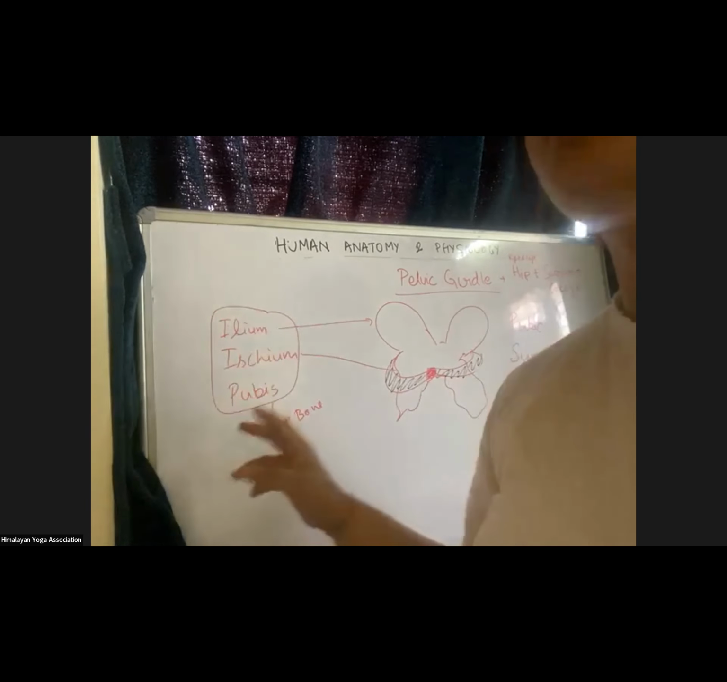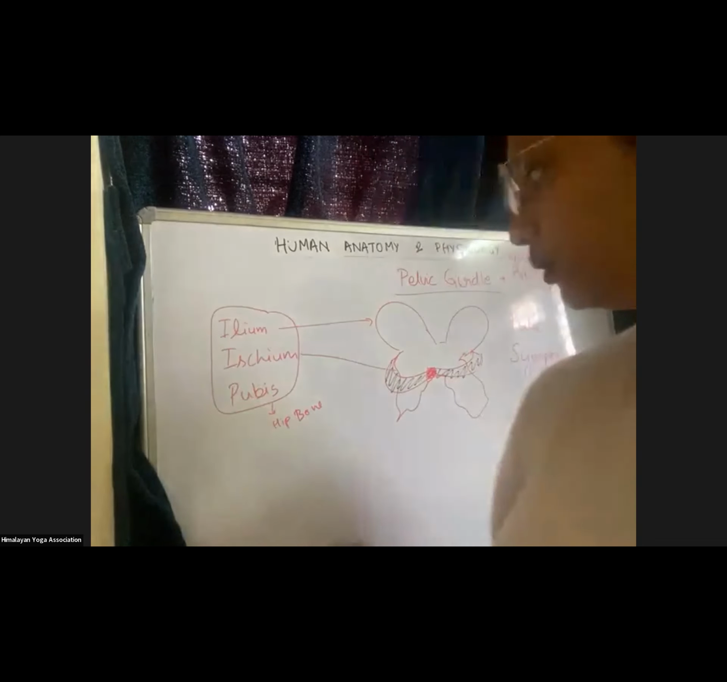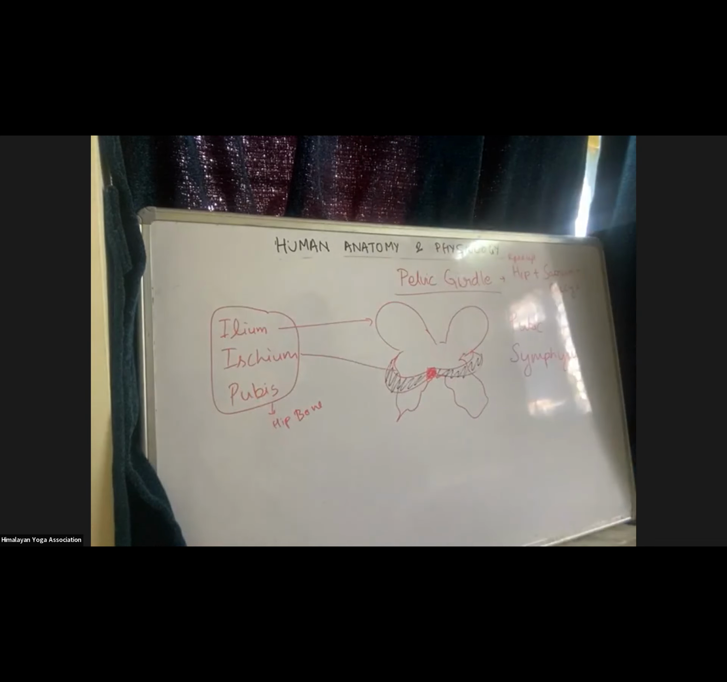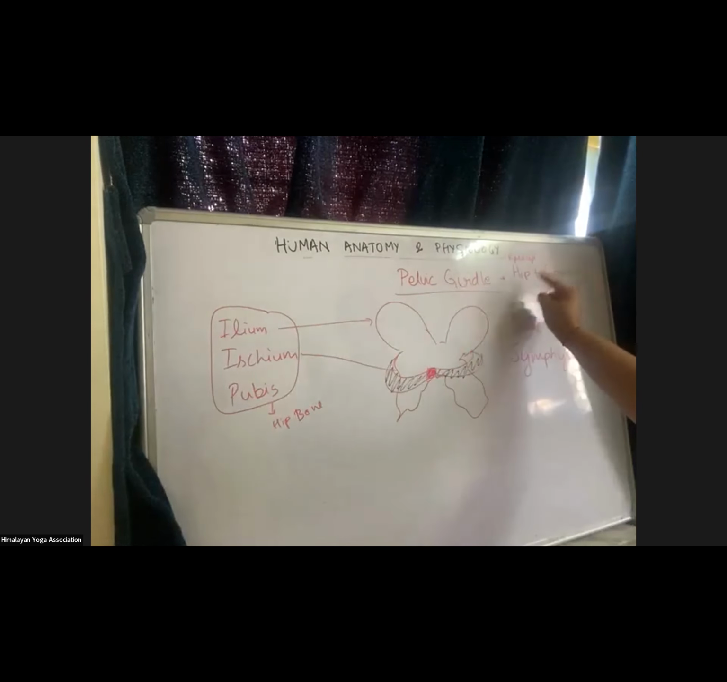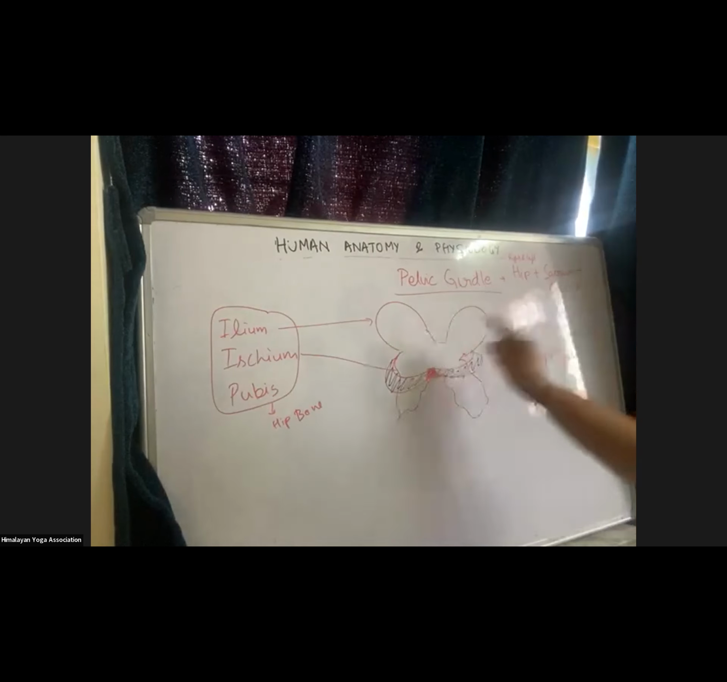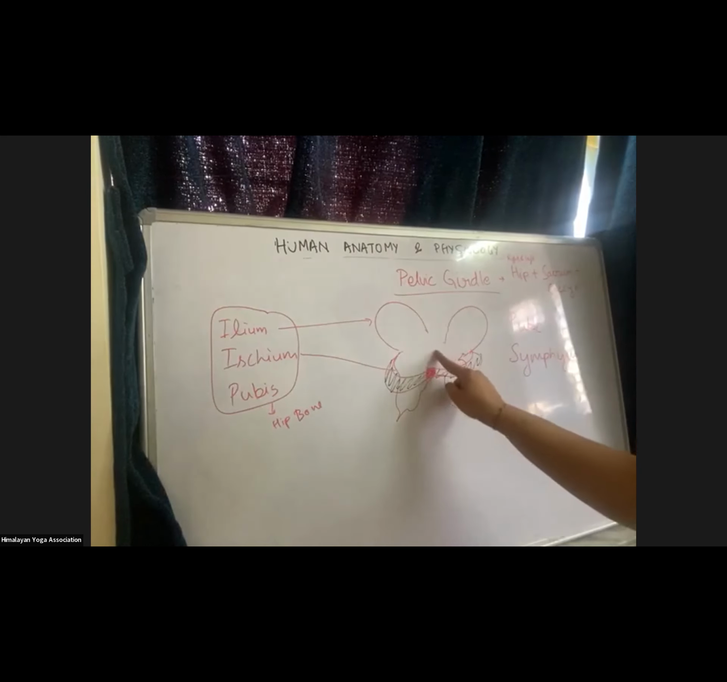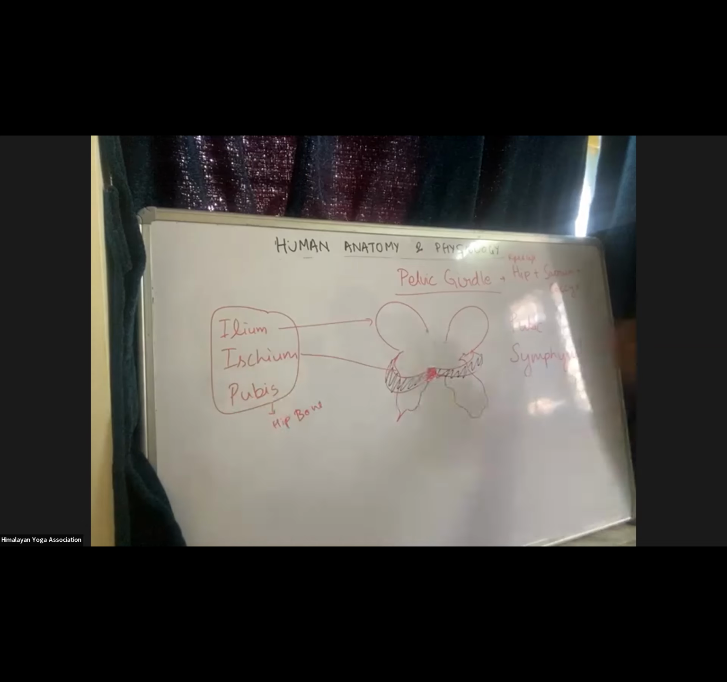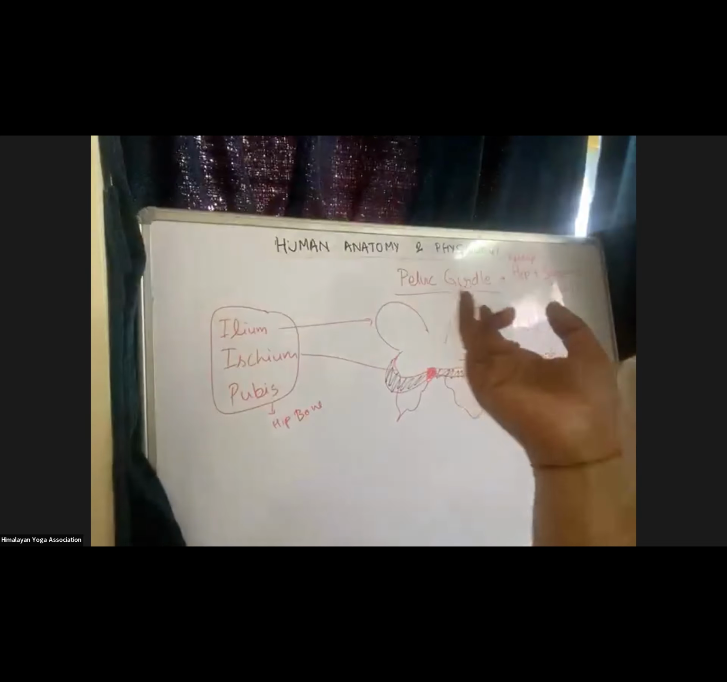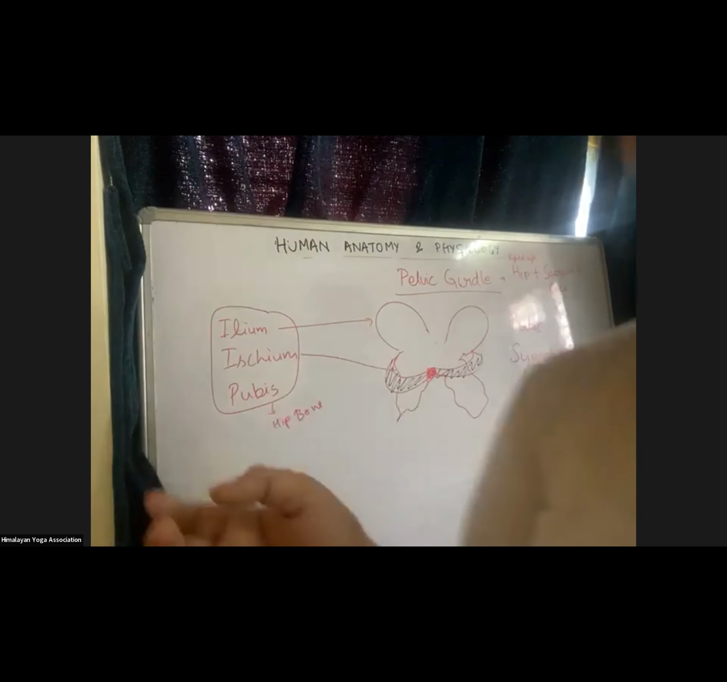And these three bones are fused together. Pelvic girdle is left and right hip bone plus sacrum plus coccyx. Sacrum is here and then coccyx. I've already shown you a diagram of that. I think this is very clear now. We'll study a little bit more about this tomorrow.